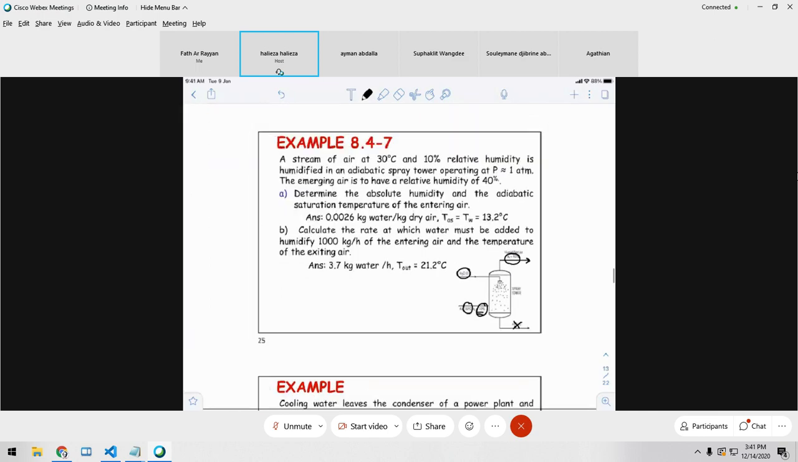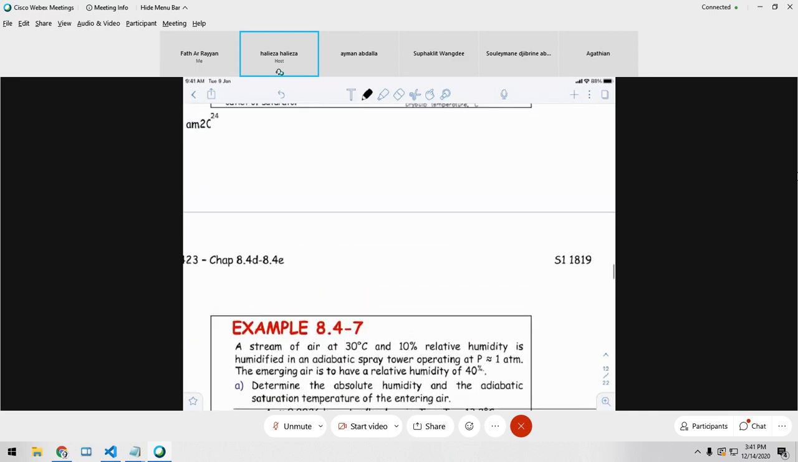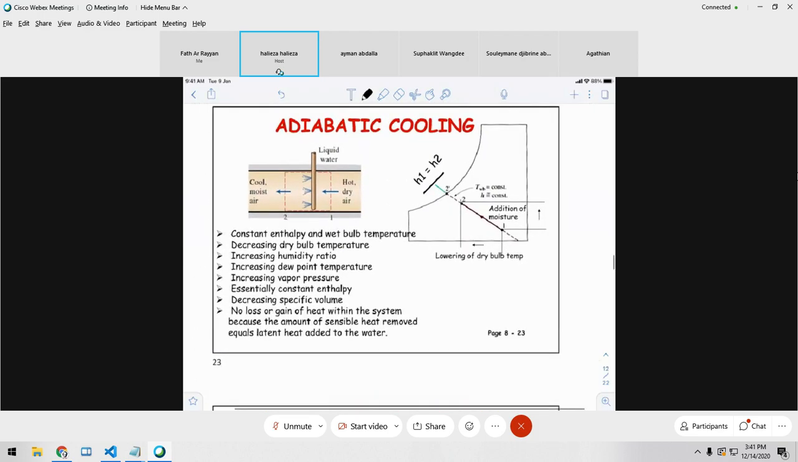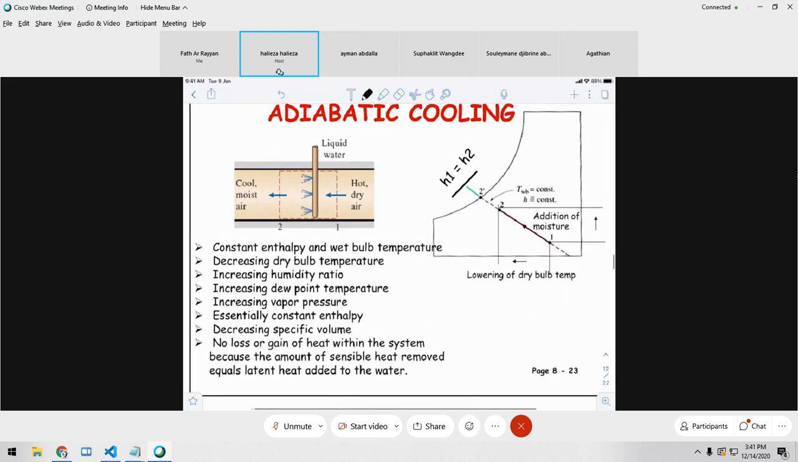So this is how you go about it. Not sure that I have enough time to cover this, but let's see what happens in adiabatic cooling. Just go through the theory, and we will look at the example next Sunday.